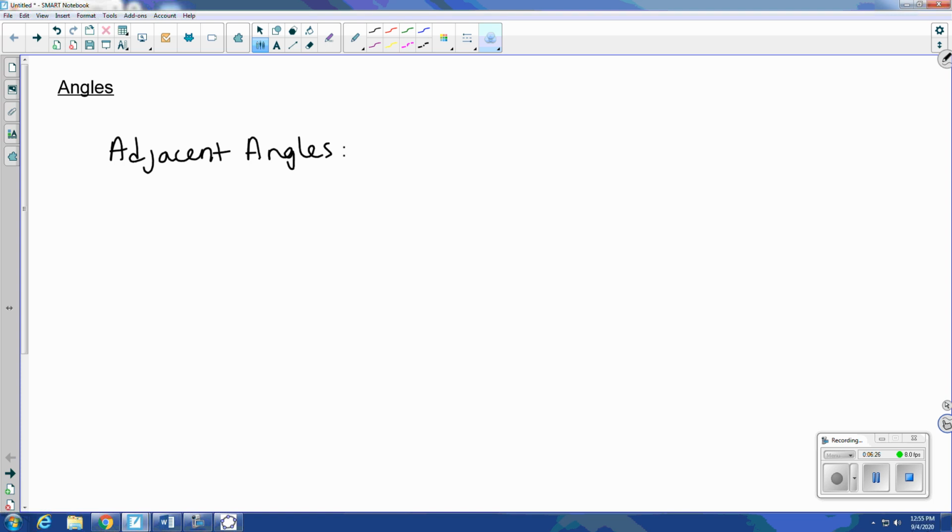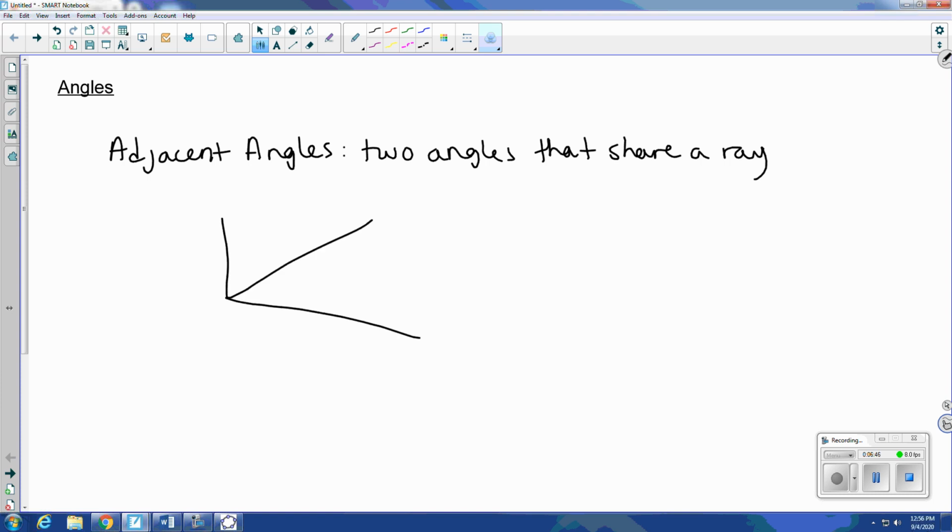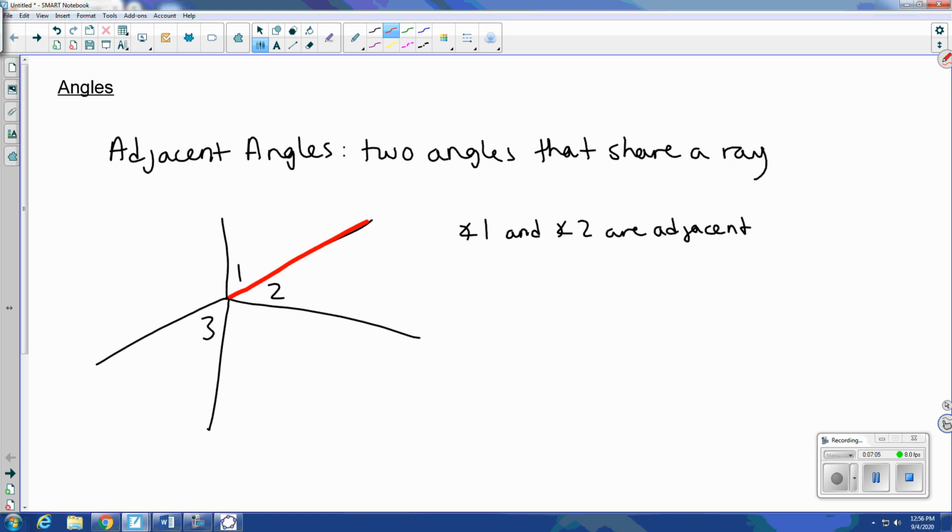Adjacent means next to. So really simply put, there are two angles that share a ray. So for example, angles 1 and 2 are adjacent because they are sharing this ray.